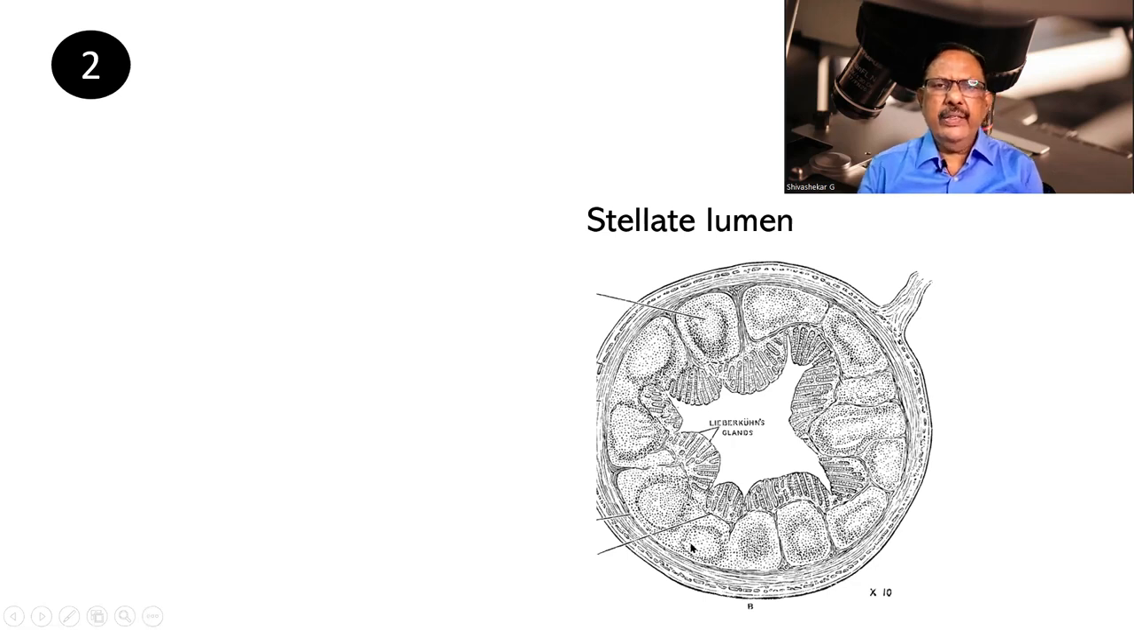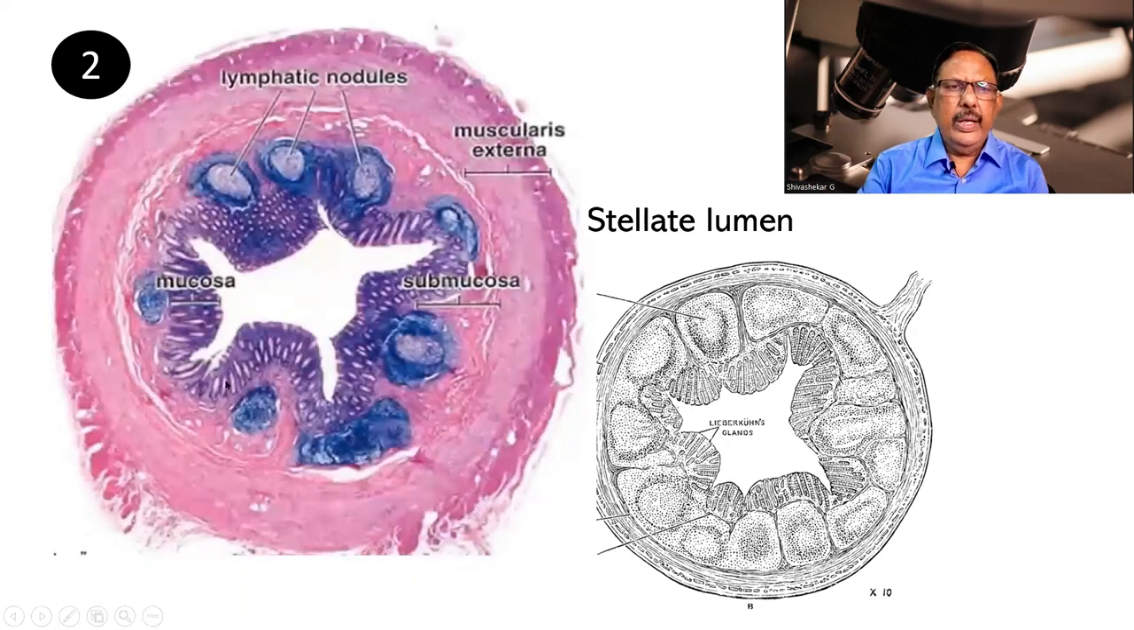The next one is a slide in which I am able to see a stellate lumen. Stellate means star-like. I am also able to make out some linear glands in this. There are some well-defined circular structures called lymphoid follicles. And this, of course, is the muscle externally. Well labeled over here, I am able to see an intact mucosa, lymphoid follicles, and the muscular wall.